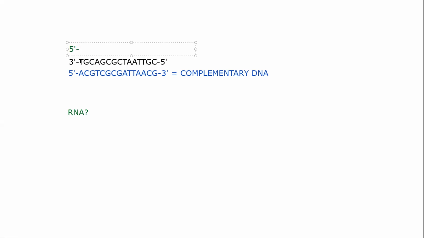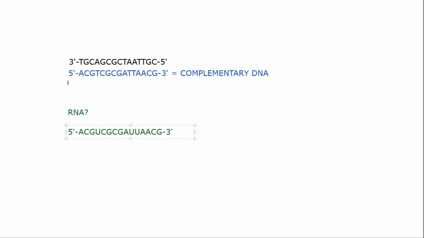Turning the top strand into mRNA, we would get A, C, G. We now switch to U, uracil instead of thymine. C, G, C, G, C, G, A, U, U, A, A, C, G, 3'. Okay, this is one piece of mRNA.